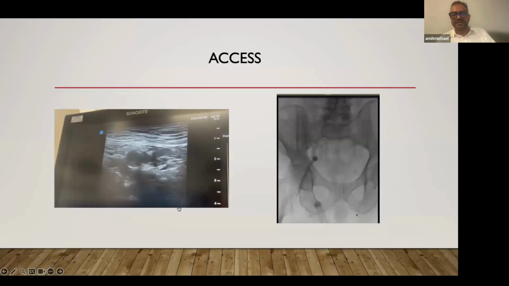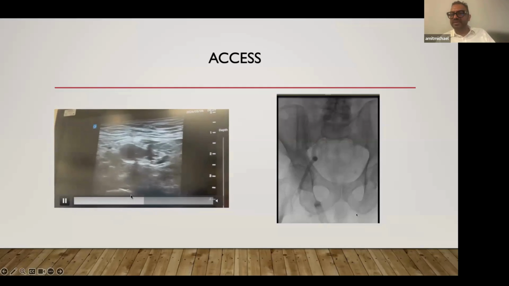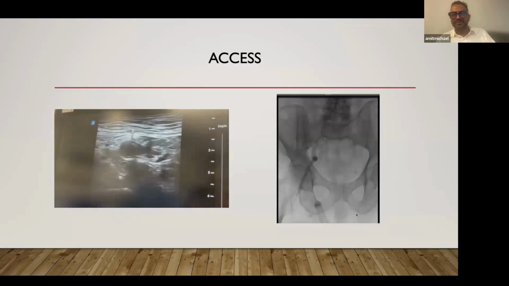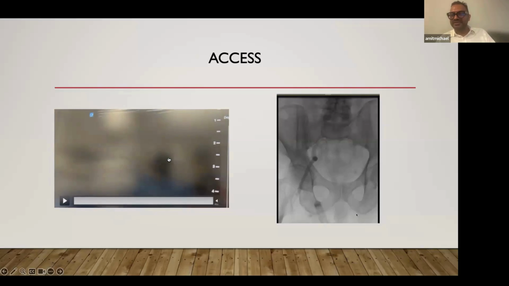And you want to position it at a place where you have the femoral head below, because that's how you apply compression later. You want to compress against a bone. You can't compress against soft tissue. So that's why you use the ultrasound.